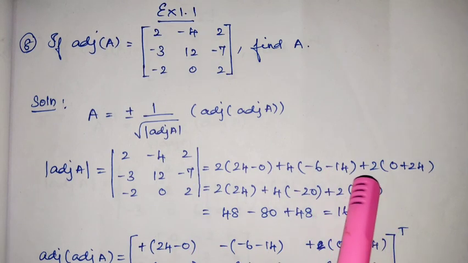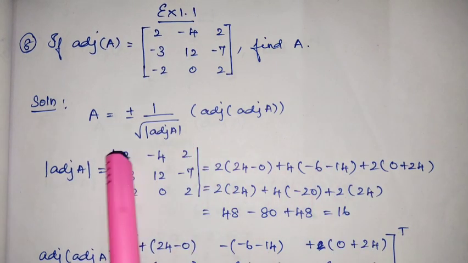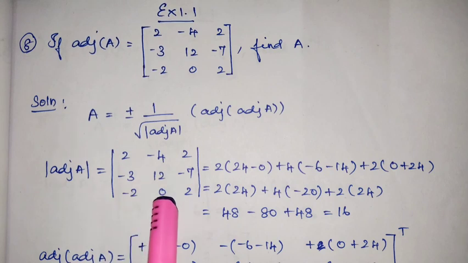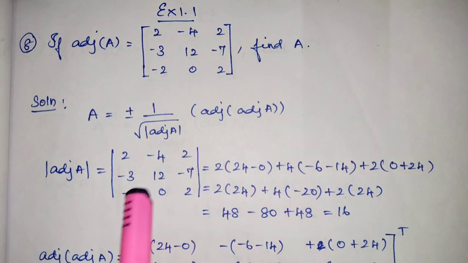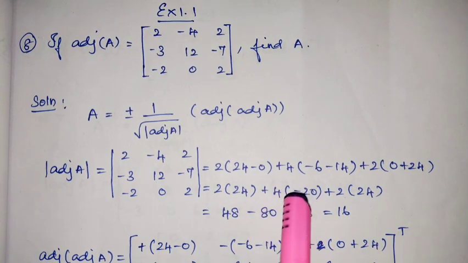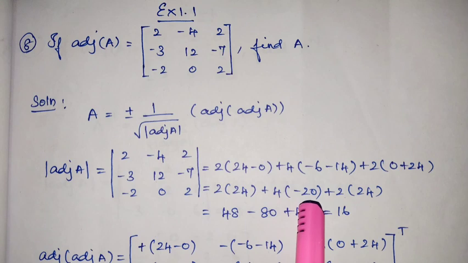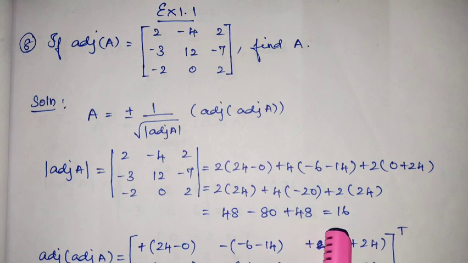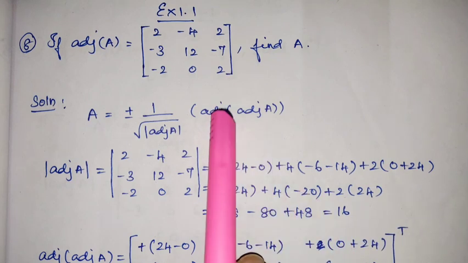So 14. Plus third number 2, leave the row and column. 3 into 0 is 0. Minus 2 into 12 is minus 24. So therefore it is plus 24. Now 2 into 24, 4 into minus 20, 2 into 24, which is 48 minus 80 plus 48, which is equal to 16.